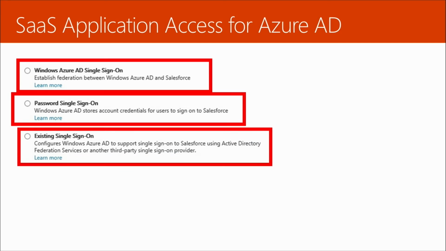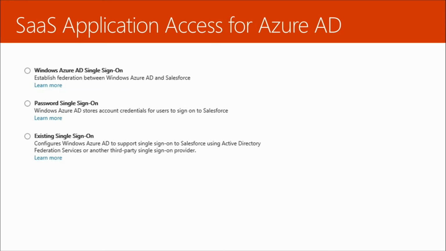Or you can do a third option here for existing sign-on, which configures Windows Azure AD to support single sign-on using Active Directory Federation and/or a third-party single sign-on provider. So maybe you have Azure AD, but we're also using Ping Federate, for example, because that's an option actually for Office 365. So you could light that up as well. So that's the first main building block.